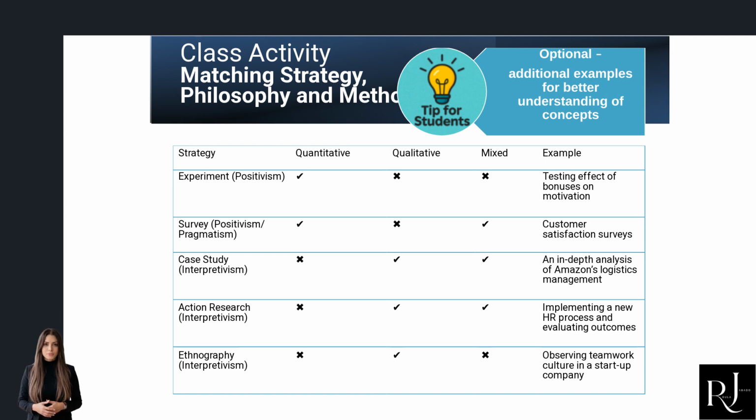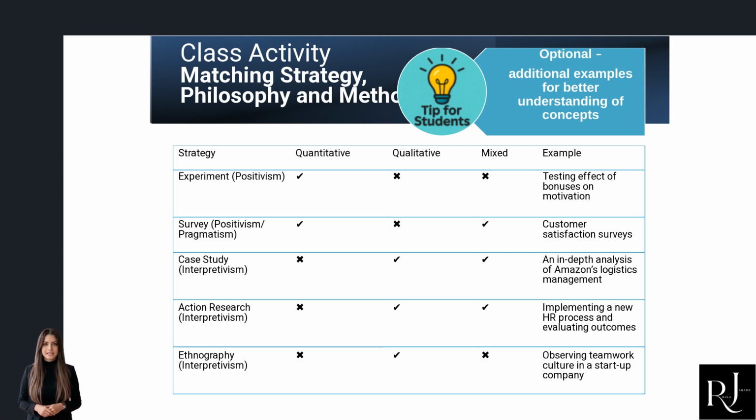An experiment is rooted in positivism and is strictly quantitative. A survey is also positivist, but can sometimes be used in a mixed methods design under a pragmatist philosophy. A case study is typical of interpretivism and can be either qualitative or mixed method, such as analyzing Amazon's logistics management. Action research and ethnography are both strongly aligned with interpretivism. Action research is often qualitative or mixed, while ethnography is primarily qualitative, focusing on observing teamwork culture in a startup, for example. When planning your own research, you must ensure this alignment exists.